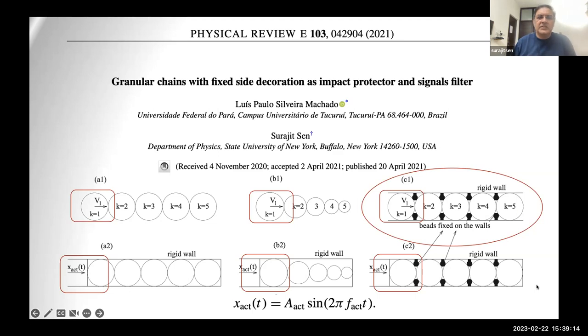So we initially studied with two sets of systems. As you can see on the top, A1, B1, and C1, the pictures I show. We initially examined what happens in terms of simple transmission of an impulse in a system of grains with the same size, and a tapered system. As you can see, these systems don't have any wall on the right.